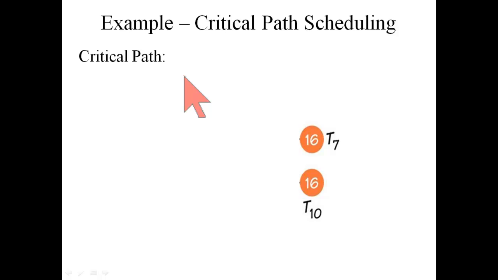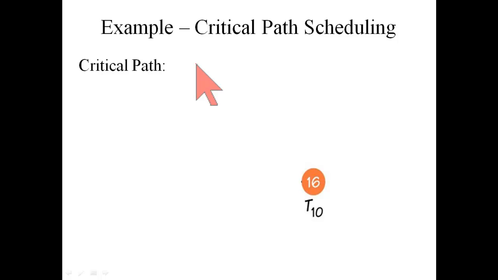The critical path now is either T7 or T10. I'm going to choose T7 as the lower numbered task, but that's an arbitrary choice. It would have been fine to say T10. T7 is next highest priority and gets deleted. And finally, we're here. There's only one task left, and so just that task is the critical path here. And that's next highest priority.